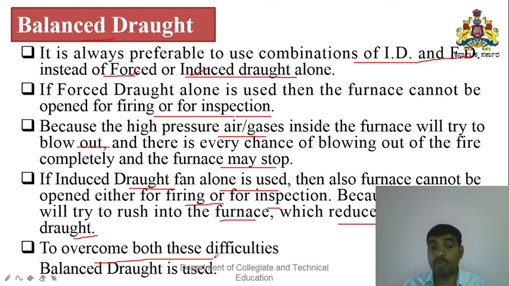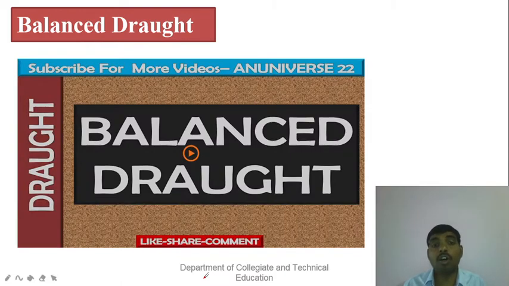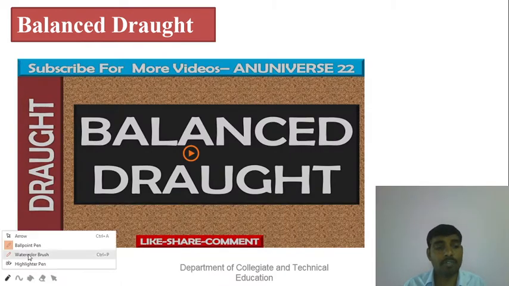To overcome both these difficulties, balanced draught is used. Forced draught has a blowing out problem, and similarly induced draught has a rushing in problem at the furnace. These lead to reduced effectiveness of the boiler. So to overcome these difficulties, we use the balanced draught system. Let's look at how the balanced draught system works.